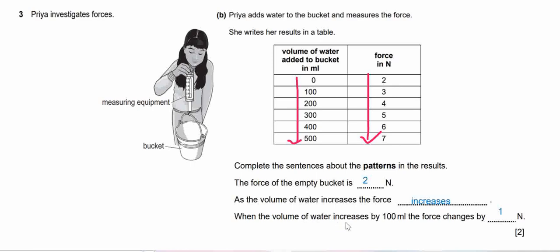When the volume of water increases by 100 milliliters, the force changes by. So from here to here is added by 100, 100, 100. The force changes from 2 to 3 is 1, 3 to 4 is 1. So it is added by 1 Newton. That is the explanation. We hope it's clear.